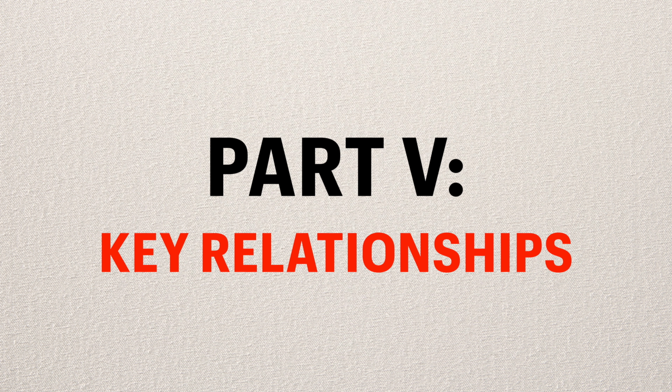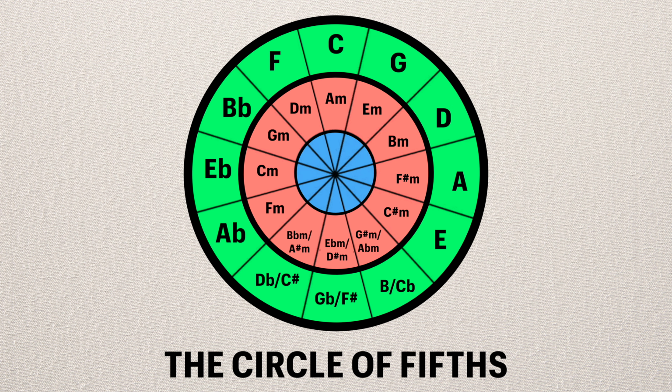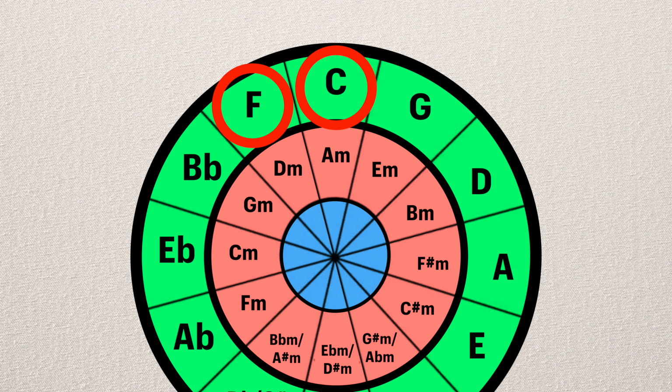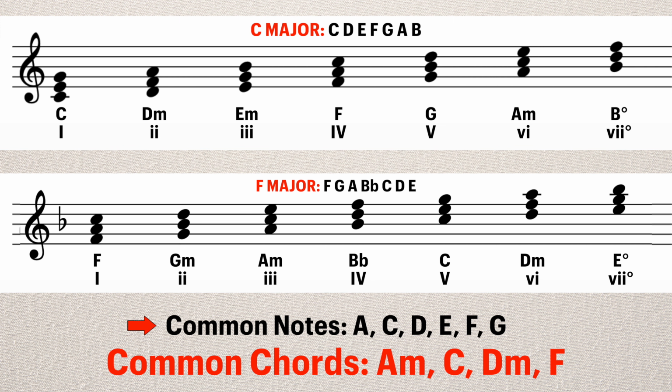Another thing the circle of fifths reveals to us is the relationship between keys. The closer 2 keys are on the circle, the more notes and chords they have in common. Like for instance, F and C major sit right next to each other and ultimately have 6 notes in common, as well as 4 chords. This creates a flexibility between the two keys, and it makes a possible key change between the two more seamless.